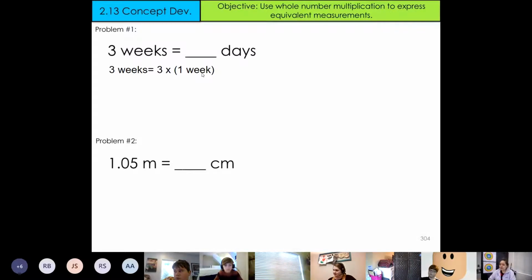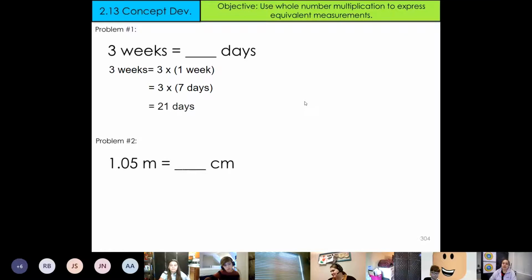Now, in order to find out how many days are in 3 weeks, I need to know how many days are in 1 week. So how many days are in 1 week? Yes, Reagan? There's 7 days in 1 week. Very good, 7 days. So then I'm going to change my equation to 3 times 7 days, right? 3 times 7 days. So now, Reagan, how many days do I have in 3 weeks? 21. Very good. I have 21 days in 3 weeks, okay?